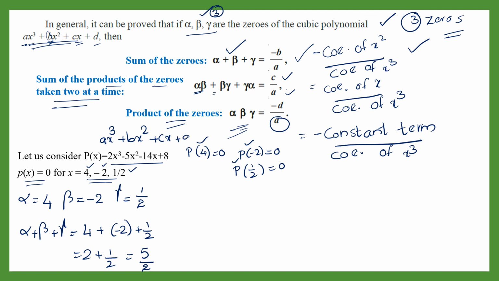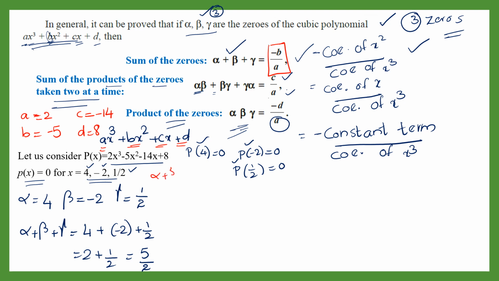Now, if you compare p of x with the standard form ax cube plus bx square plus cx plus d, comparing the general form and p of x, the value of a is equal to 2. For the bx square term, here you have minus 5x square, so b is equal to minus 5. For cx, here you have minus 14x, so c is equal to minus 14. And d is equal to 8. Now, the sum of zeros is minus b by a. So what do you get as the sum of the zeros?